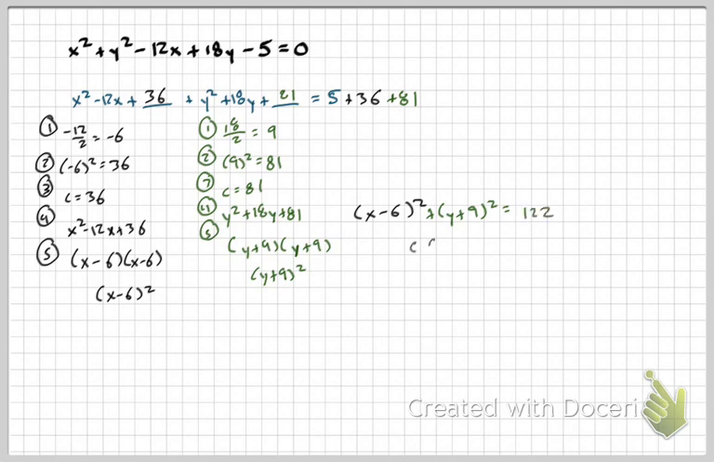So the center of our circle is at 6, negative 9. And we have a radius of square root of 122, which is 5 plus 36 plus 81. 122. Can we simplify it? 122 divided by 16. We'll just leave it as radical 122. I don't think you can simplify that radical. I think it has to just stay like that.